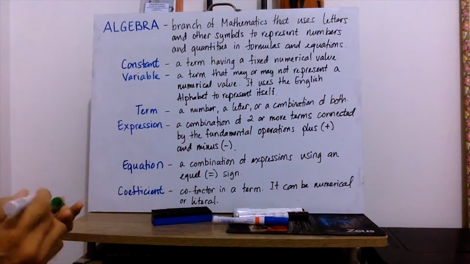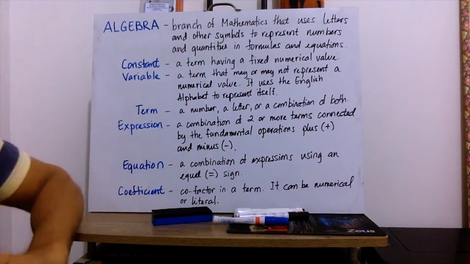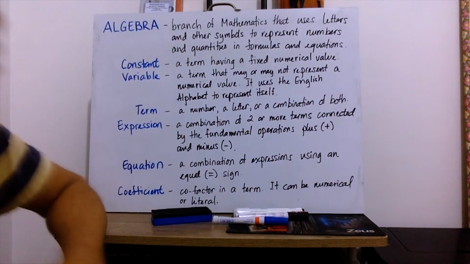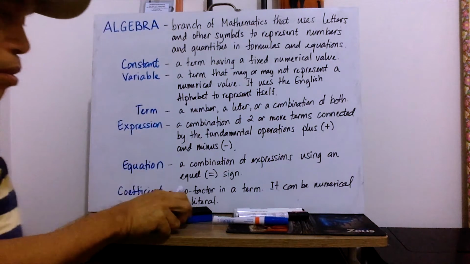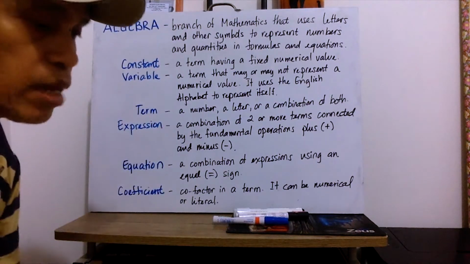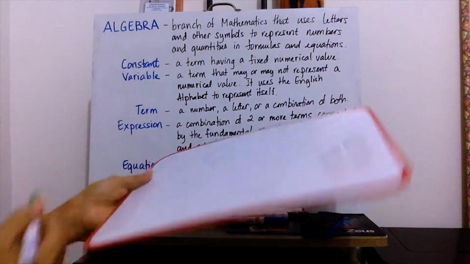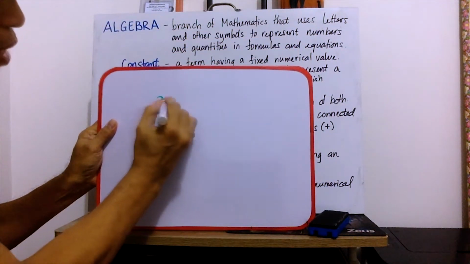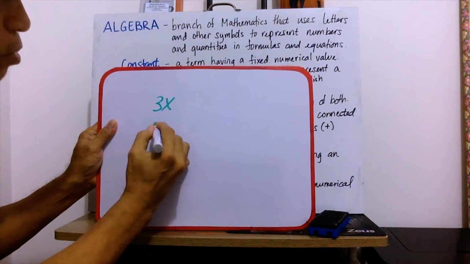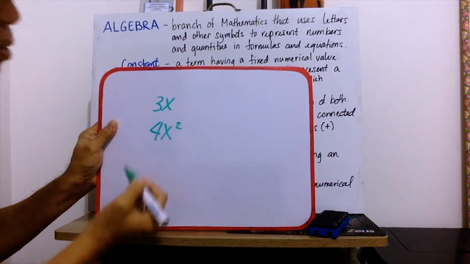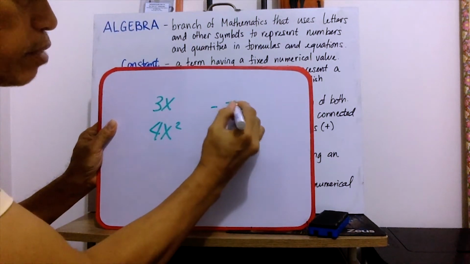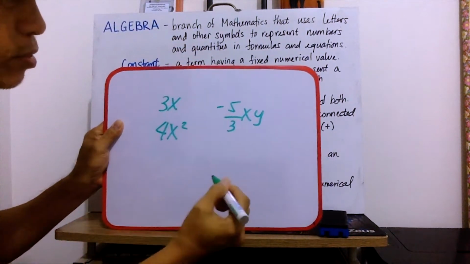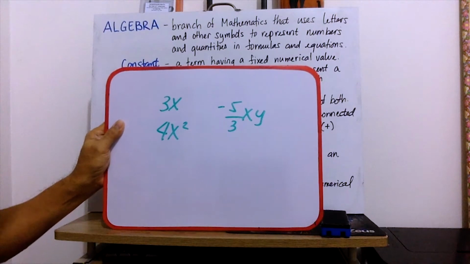Next, term. So a term is a number, a letter, or a combination of both. All right? So these are examples of terms. We have 3x, 4x squared, negative 5/3xy. Those are terms.